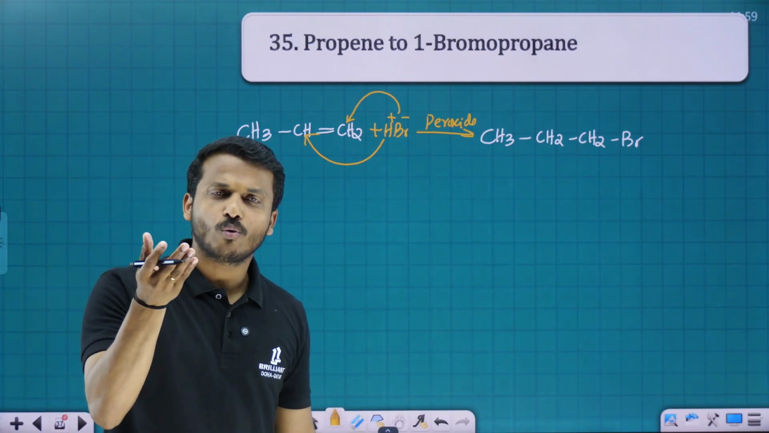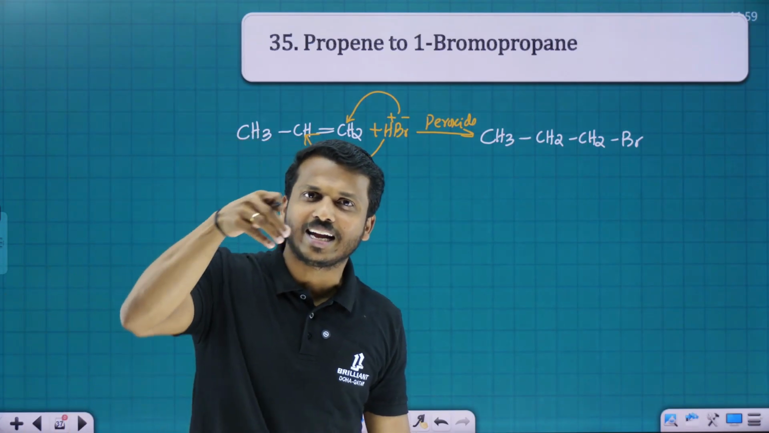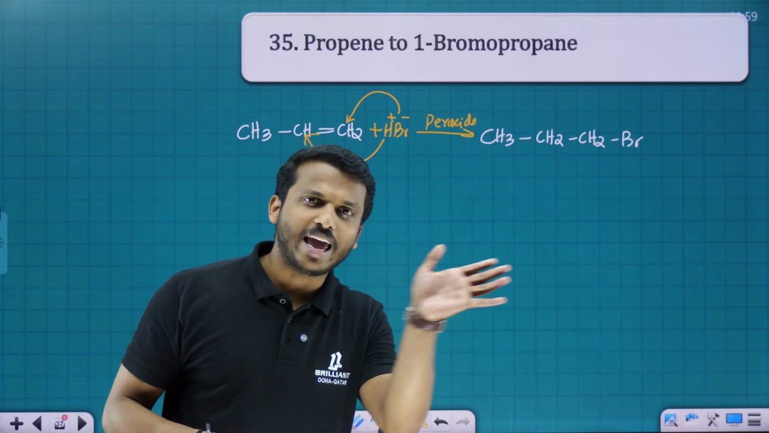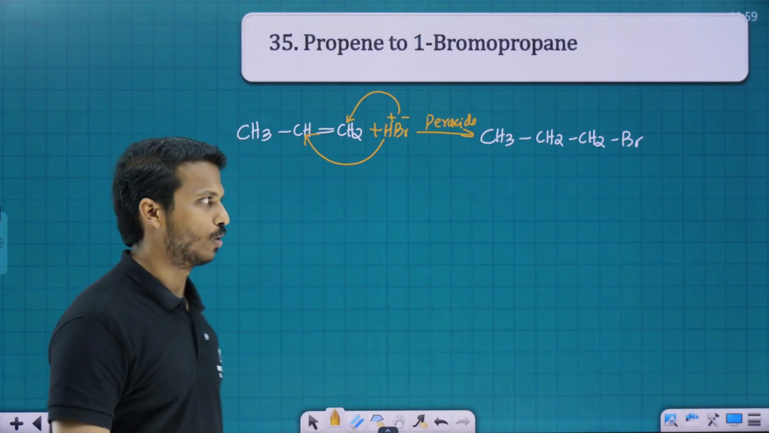So normally if you want the Br at the center, on the middle carbons, that is Markovnikov's rule. Mostly, if you want it at the end, it will be anti-Markovnikov.